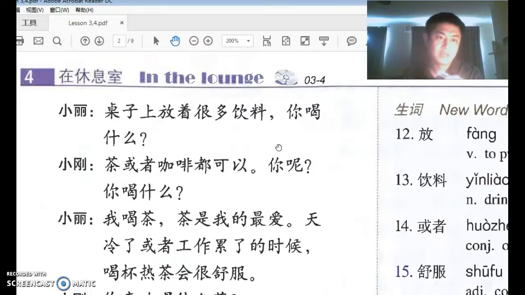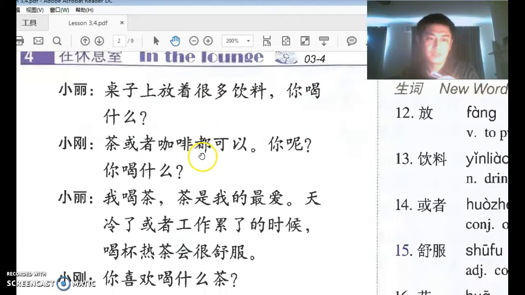Oh, we're running out of time. Number 4. 小丽说 桌子上放着很多饮料, 你喝什么? The title of the lesson. I'm not going to talk about that again.